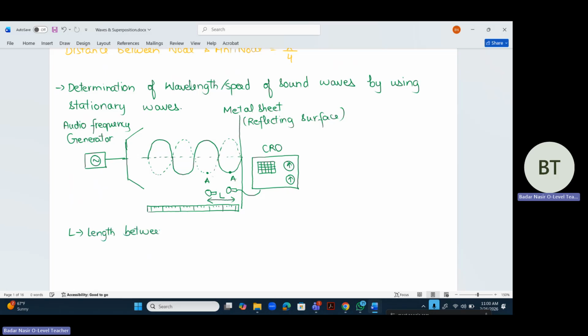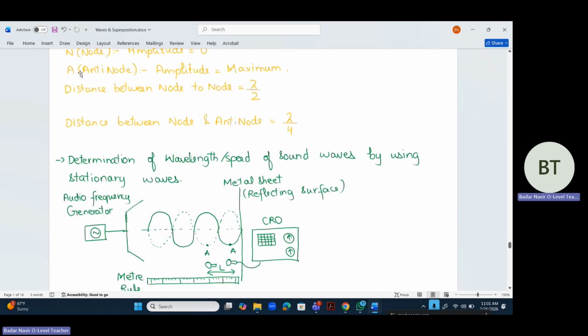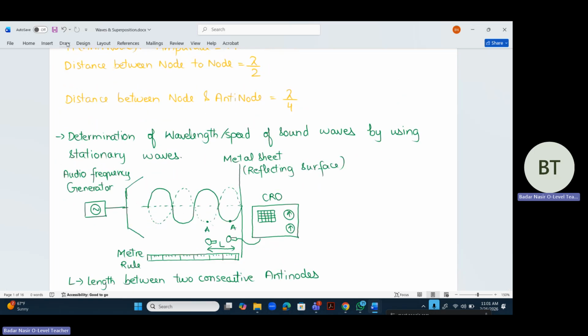So capital L is the length between two consecutive antinodes. And we are using this meter rule so we can measure the distance between those two positions of the microphone where we heard the loudest sound. Okay? So this is a meter rule. And L is the length between two consecutive antinodes.